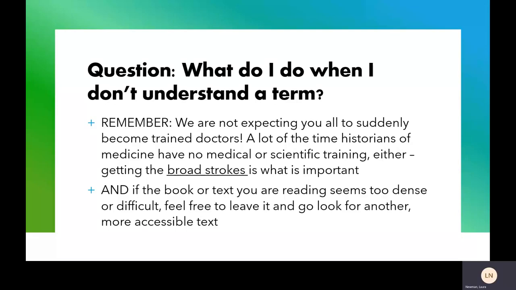And so if the book or text you're reading seems too dense or difficult, feel free to leave it and go look for another more accessible text. And on the syllabus as well, I have a link to medical dictionaries, both contemporary and historical, for you to go look at. And again, if you don't understand a term, that is absolutely fine.